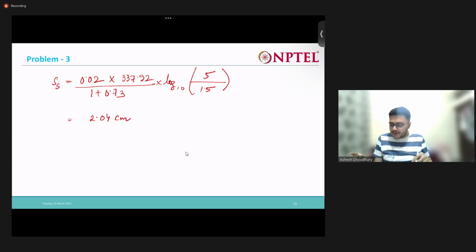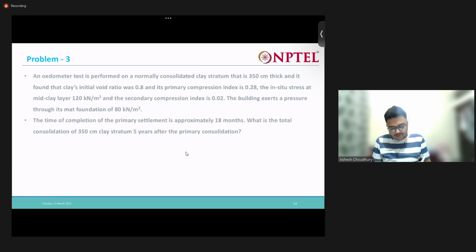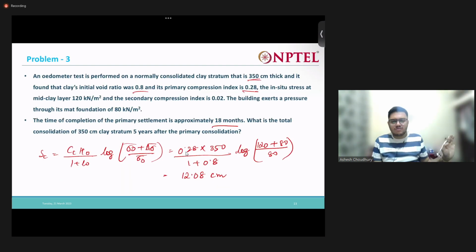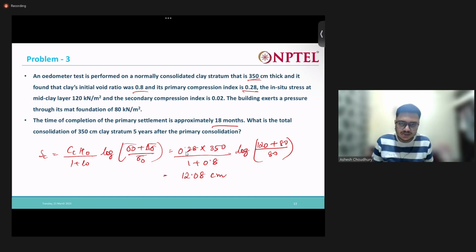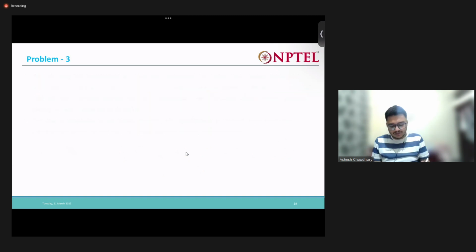Okay, so if we compare this with 12 centimeter, this 2 centimeter is quite less. So secondary consolidation is actually very less and very slow. It's very slow, because you can see the slope is so low, 0.02, and see the slope here. The slope is very less. So the secondary consolidation is very slow. It takes a long time. So in 5 years, only 2 centimeters of settlement will occur.